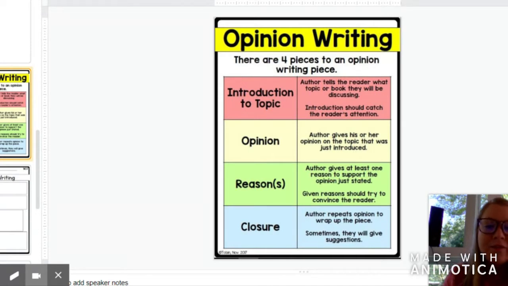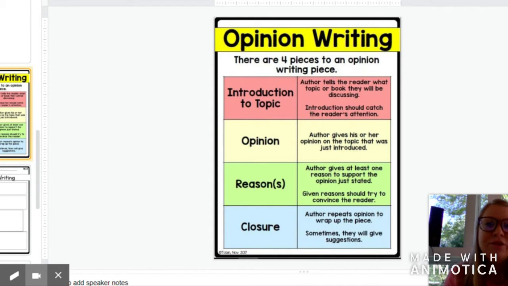Then we're going to give our reasons, and authors give at least one reason to support the opinion just stated. And given reasons should try to convince the reader. So we need to give reasons for why we think our opinion. And when we do that, it helps whoever's reading it understand why we think that, and it could also change their mind and make them think the same thing. So our reasons today, we're going to work on just writing 2 reasons for our opinion.